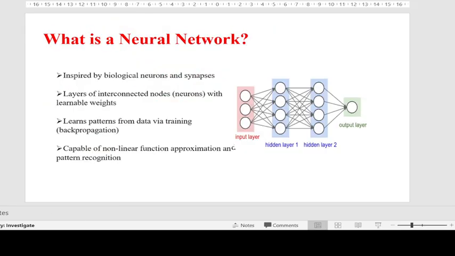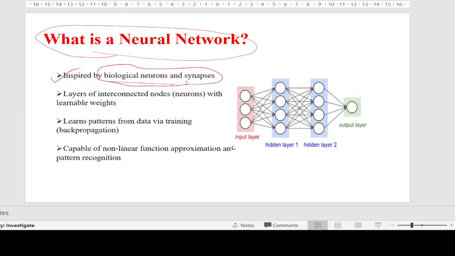Next, what is a neural network? We already discussed a few fundamentals in the last class, like where the inspiration for designing a neural network comes from. The inspiration comes from biological neurons and synapses in humans. It is connected in layers, from input to output layers, like how neurons are connected in a human being. Similarly, neurons are connected layer by layer. We can also call them nodes; the nodes are the neurons.